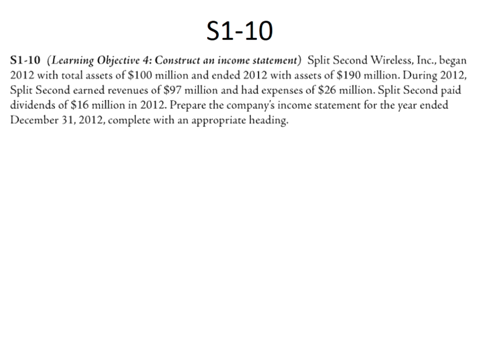So this first one: they began 2012 with total assets of $100 million and ended with $190 million. During the year, they earned revenues of $97 million and had expenses of $26 million. They paid dividends of $16 million. Notice that, so this is a housekeeping deal, they're referring to millions without the 6 zeros, just as the word millions. Don't put 6 zeros in the answer.